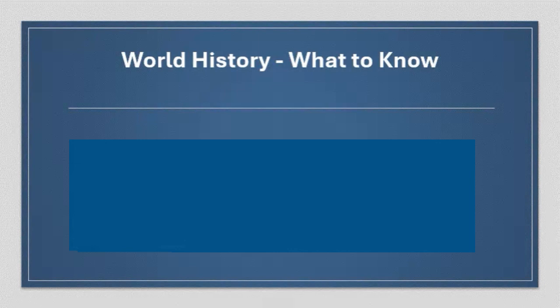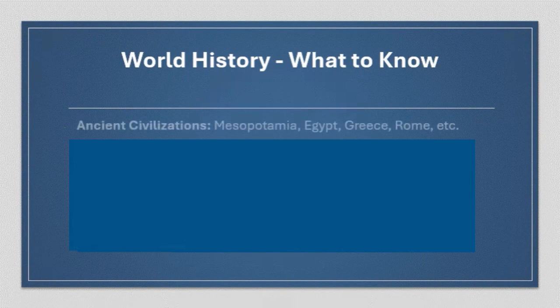Ancient civilizations: Mesopotamia, Egypt, Greece, Rome, etc. When studying ancient civilizations, it's important to recognize how they laid the foundations for modern societies. Mesopotamia, often called the cradle of civilization, introduced writing, law codes, and early forms of government. Ancient Egypt is renowned for its advancements in architecture, religion, and science. Greece introduced democracy, philosophy, and the arts, while Rome contributed to law, government, and engineering.